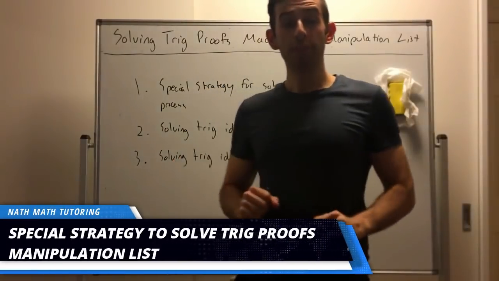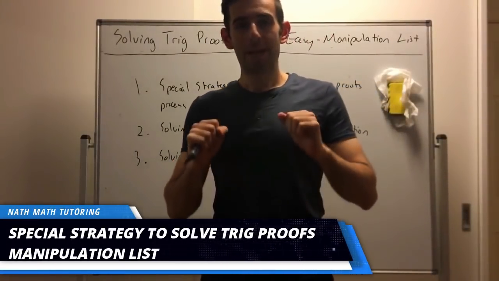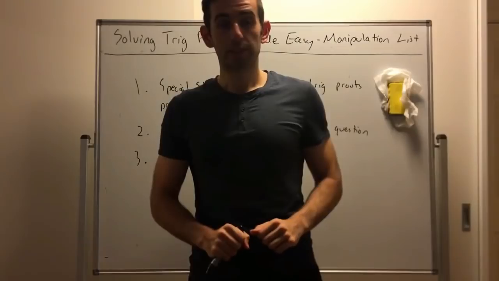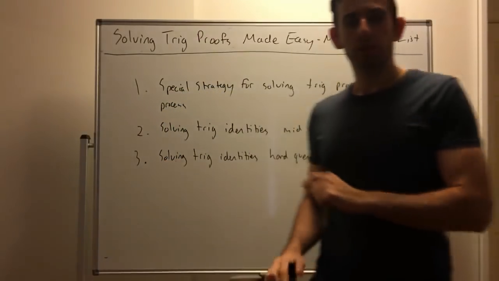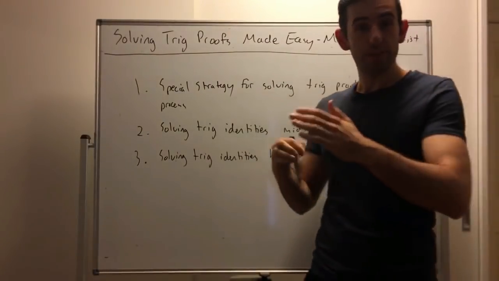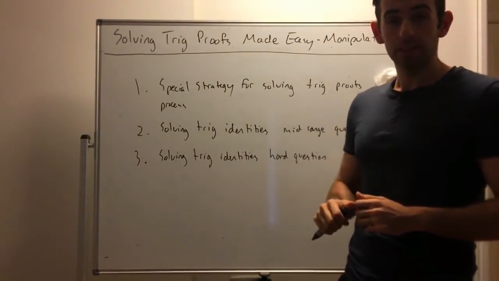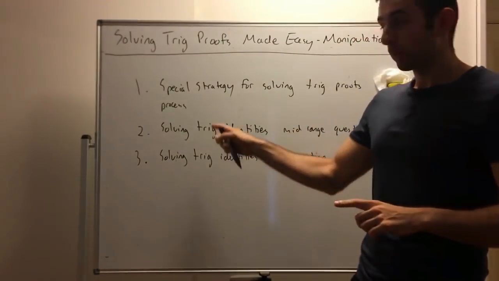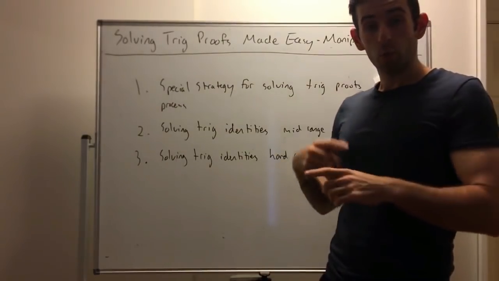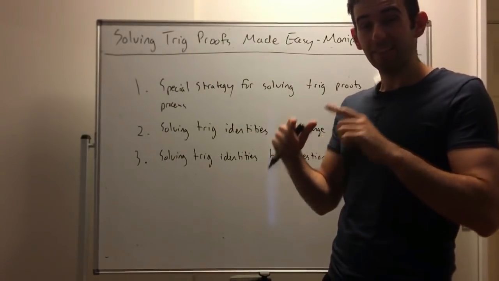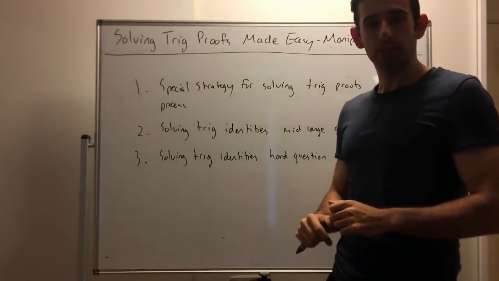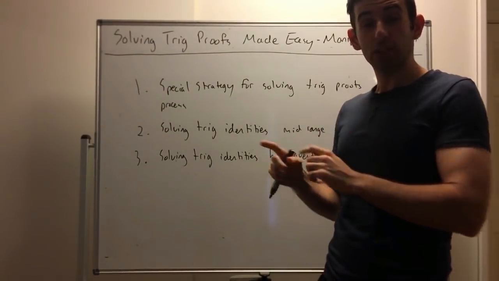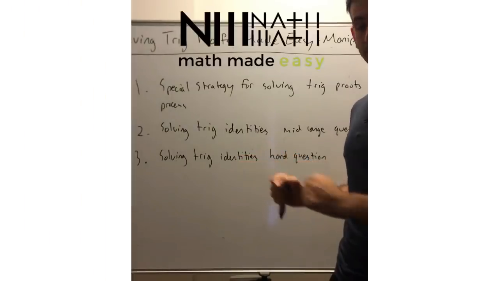Today we're doing solving trigonometric proofs made easy using the manipulation list, which is a special strategy I invented. So let's look today. First off, we're going to go over this special strategy for solving trig proofs, the process. Then we're going to go over a mid-range question for solving trig identities, and if you stick to the end, we're going to go over a hard question for solving trig identities. So if you're doing higher level maths, make sure you stick to the end to see that.